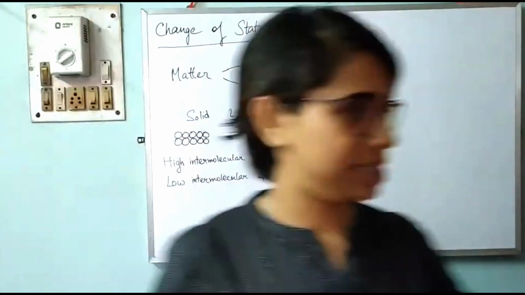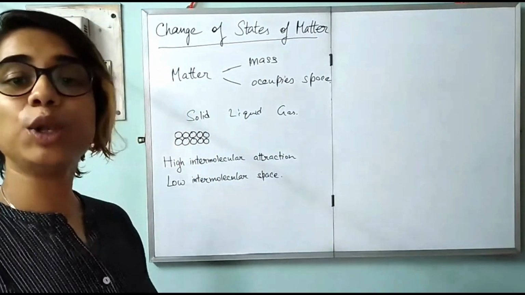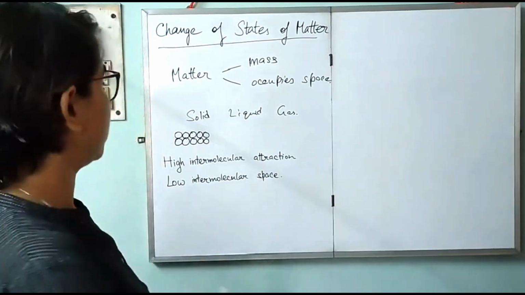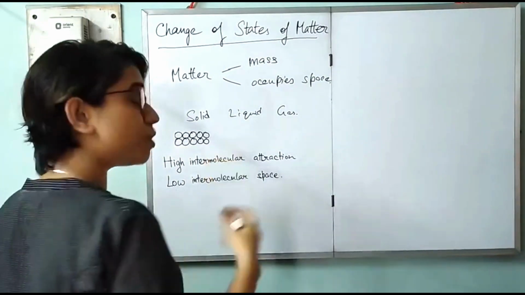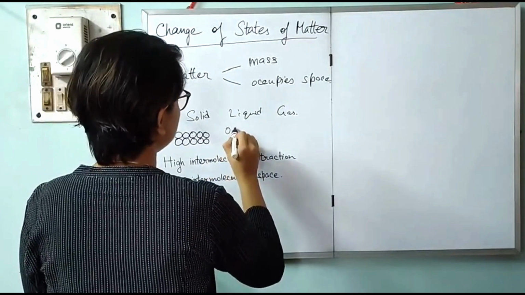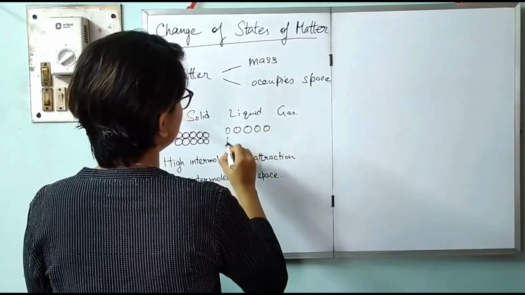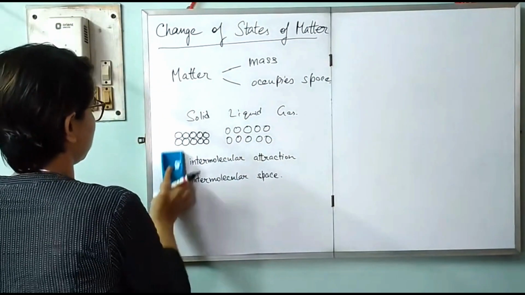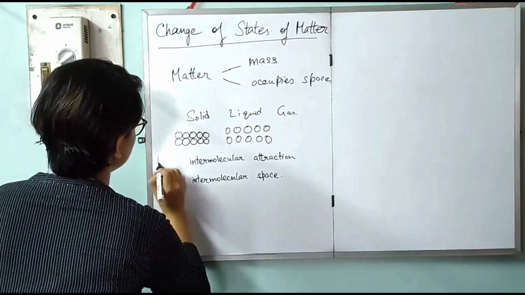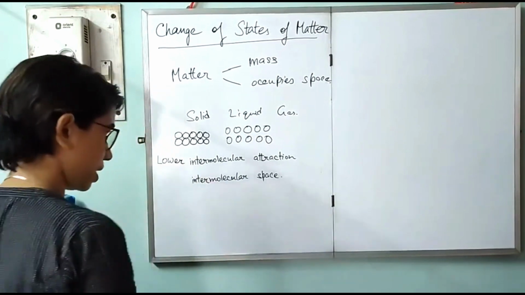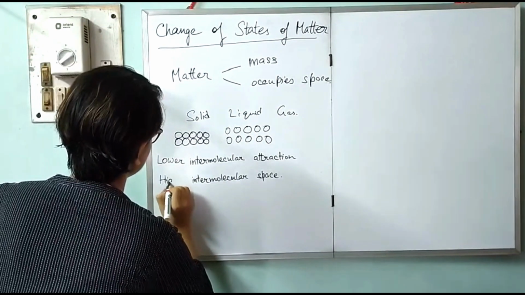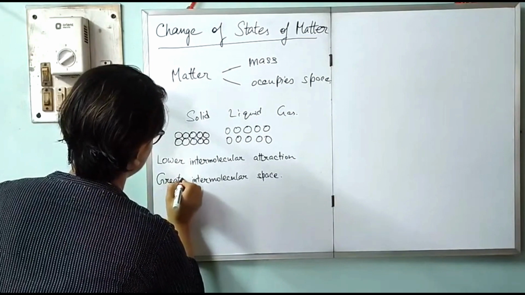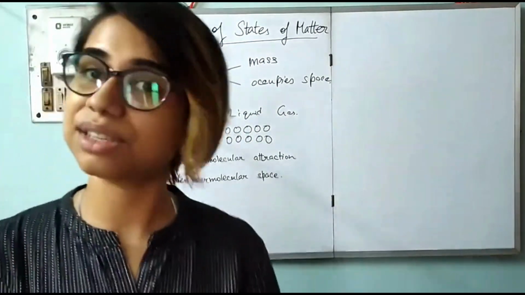Now let us go to liquids. Liquids have lower intermolecular attraction compared to solids, okay? The molecules are a little bit apart. They can move about a little bit freely. That's why the flowy nature of liquids, okay? A little apart. So, lower intermolecular attraction, greater intermolecular space. Okay, this is for liquids.